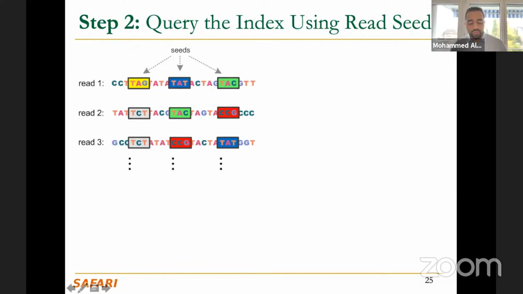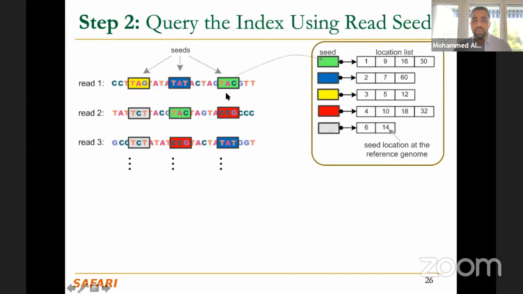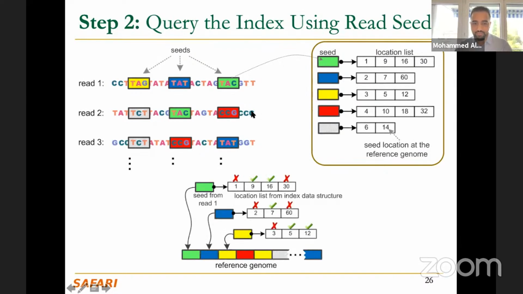Okay, so now assume we finished the index. Now we need to query that index. We need to reuse it. So we load it into the main memory, and now we have a bunch of reads: read 1, read 2, read 3. And for each read, we collect some seeds. For example, here we collect 3 seeds, and we start to use them to query the hash table. When we query the green, for example, it gives you this location list. When you query the blue, it gives you that location list, and so on for each seed.